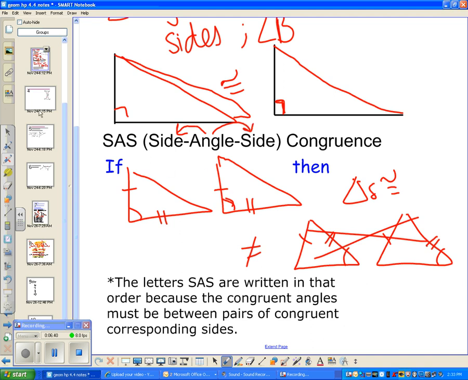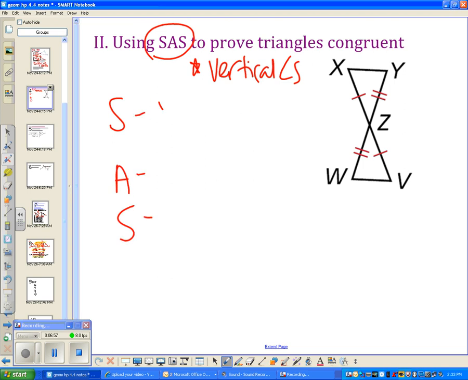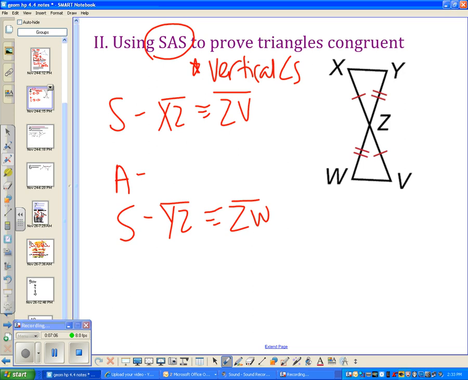Okay, so how can we apply that? Use SAS to prove that the triangles are congruent. So here, I want to use SAS. Something that you need to look for with SAS is vertical angles. I know there has to be a side, an angle, and a side. I already know that XZ is congruent to ZV, that's given. And the other side, YZ is congruent to ZW, given. That congruent angle that I'm missing has to be in between, so it has to be this one and this one. Those are vertical angles. So I can say angle XZY is congruent to angle WZV, so that the triangles are congruent.